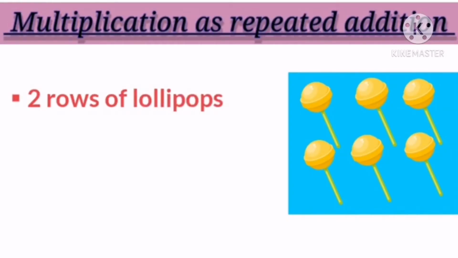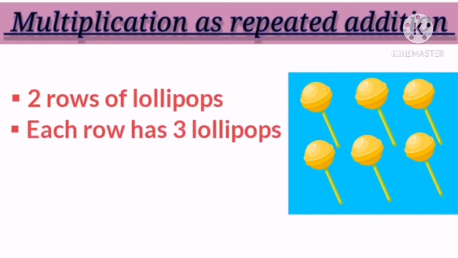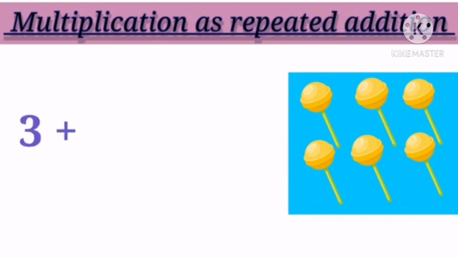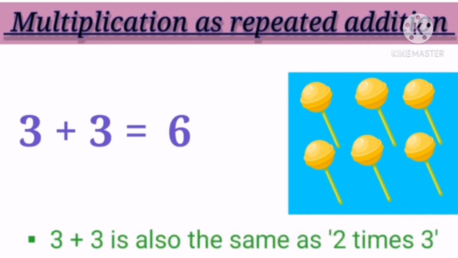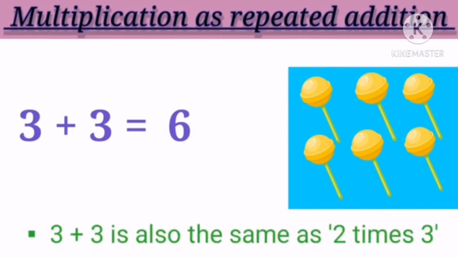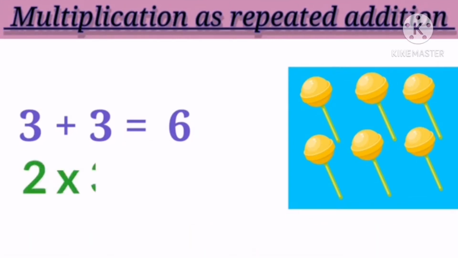Here we have 2 rows of lollipops, and each row has 3 lollipops. On the first row, we have 1, 2, 3 lollipops. And on the second row, we have another 3 lollipops. If we combine all together, we have 3 plus 3 is equal to 6. Now, 3 plus 3 is also the same as 2 times 3. It is written as 2 times 3, or 2 multiplied by 3, is equal to 6.